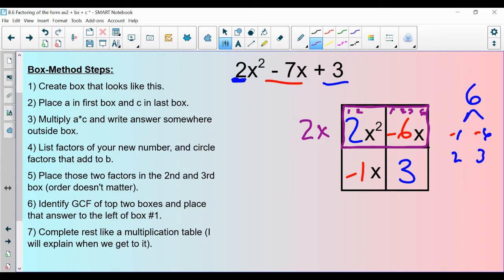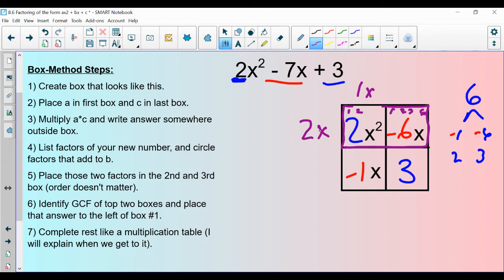And then step 7 says to complete the rest like a multiplication table. And what I mean by that is if you follow the row and the column, it should give you what's in the box. So my question that I'm asking would be 2x times what, and that's going to go right here, would give me 2x squared. So 2 times 1 would give me the 2, right? And x times what would give you x squared? That would be 1x, or we often just write 1x as x. You guys should be able to confirm this with me. Is 2x times 1x 2x squared? It is. I should be able to follow the column down and the row over and get this as my answer.